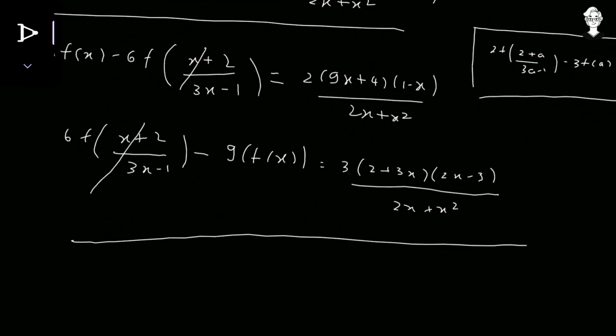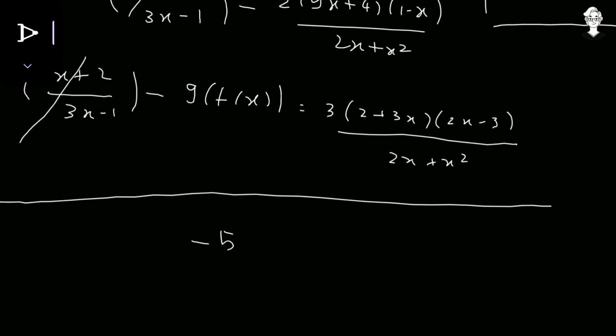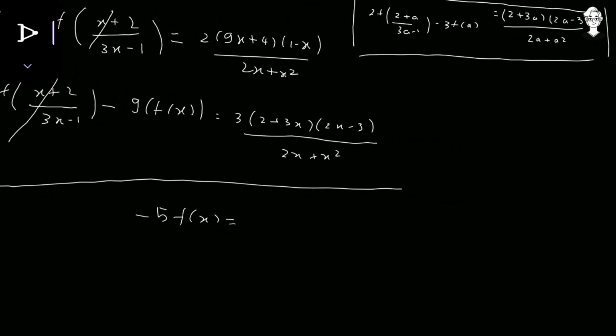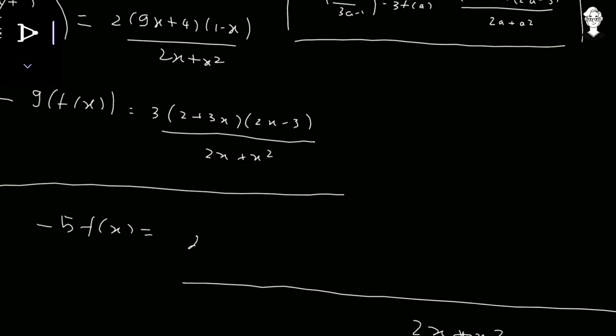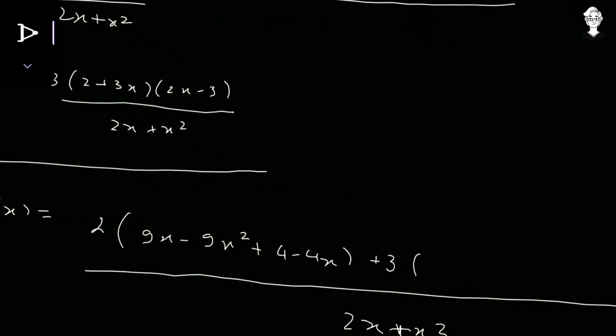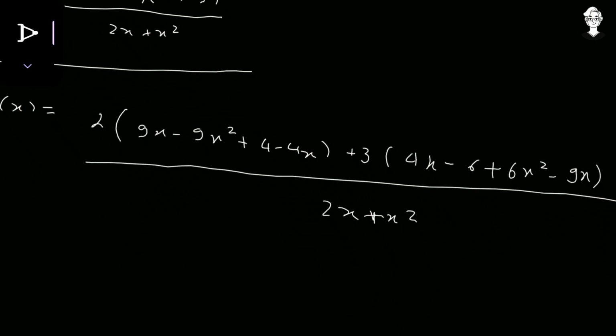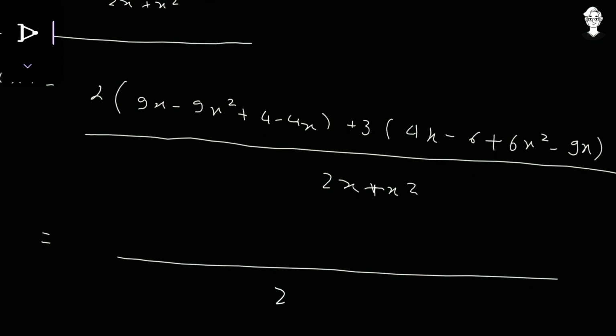So the remaining thing is 4 times f of x minus 9 times f of x, that is negative 5 times f of x, and that is equal to the addition of both. So we can see that the denominator of both is the same. So I'm taking the common denominator, that is 2 times x plus x square. Now we have to open the brackets, so it will turn out to be 2 times 9 times x minus 9 times x square plus 4 minus 4 times x, and that is added with 3 times, now opening the bracket with this one, 2 into 2, that is 4 times x, minus 2 into 3, that is 6, plus 6x square, and negative 9 times x. Now opening with 2 and 3. So in the denominator, the common thing is 2 times x plus x square.